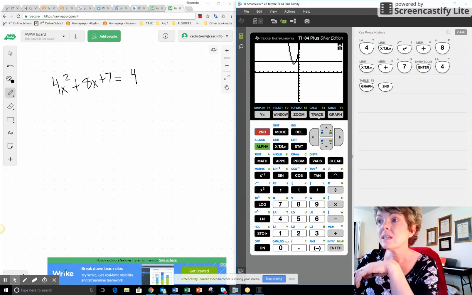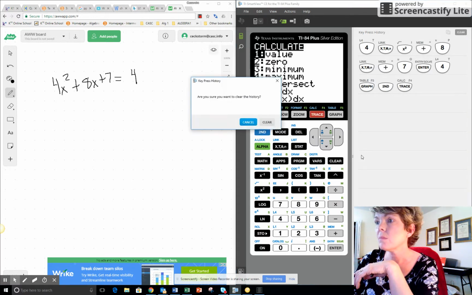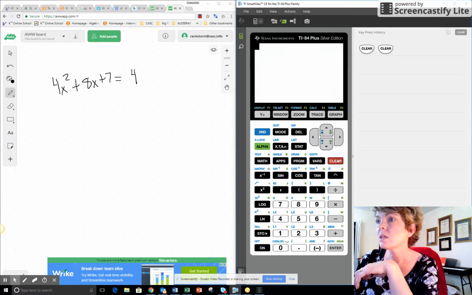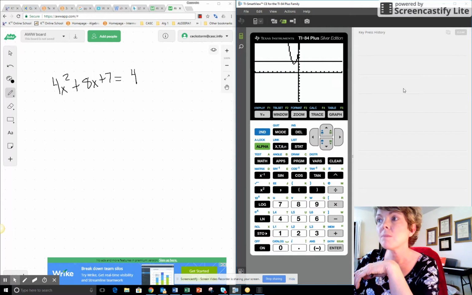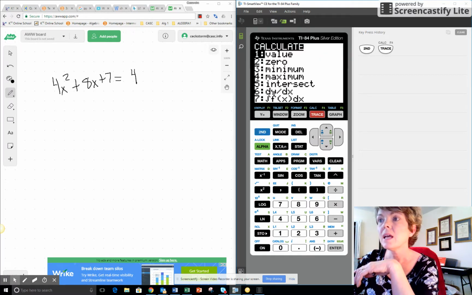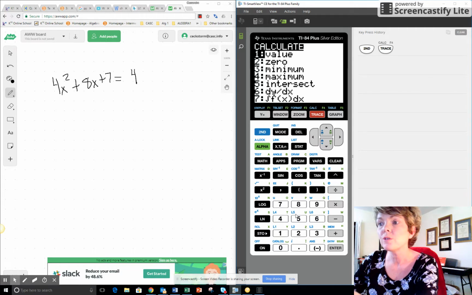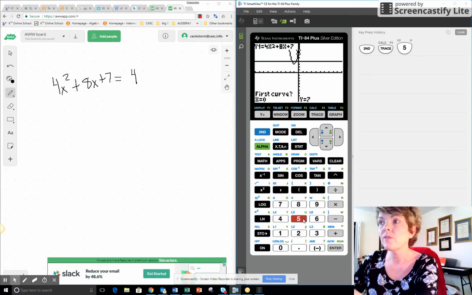So second calc, let's do this again. Let me clear everything, so that you can see my keystrokes right here. I'm going to do second calc, and I'm doing an intersection. It's number 5. Some of you like to use your arrows down to number 5, totally fine. I'm just going to hit number 5 right here. I hit 5, it gives me the intersection.